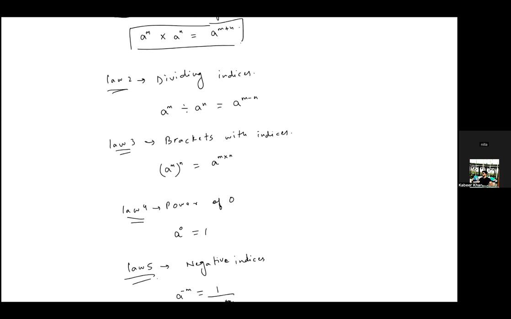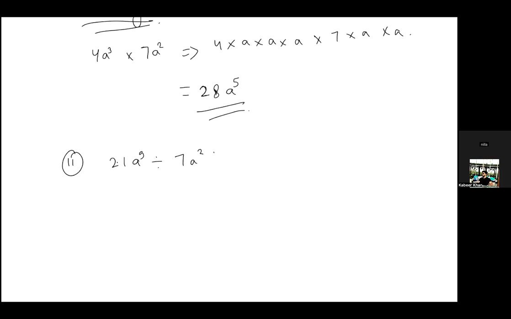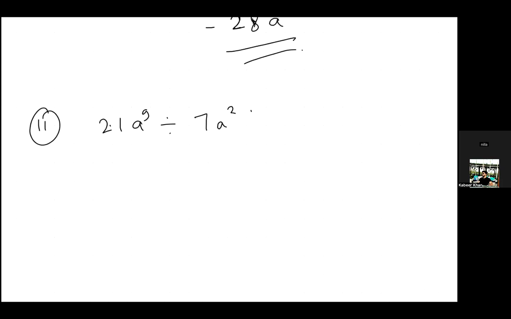That means your base should be a only. But here you see the base is 21 here and 7 here. So how will I make the base the same firstly? In that case, Nila, you can write this as 21 over 7 times a to the power 9 divided by a squared, the variable part and the coefficients. These are called the things that are attached to the numbers. Do you know what they are?